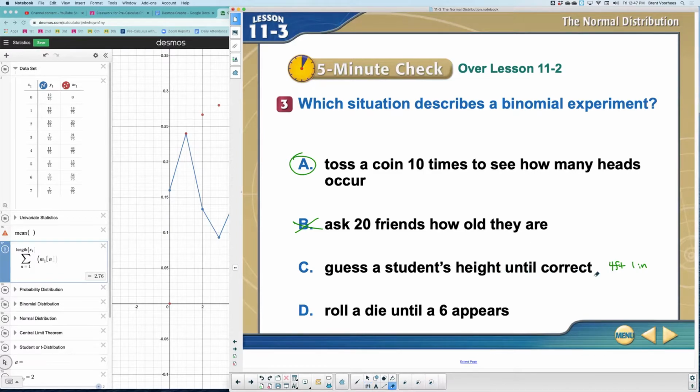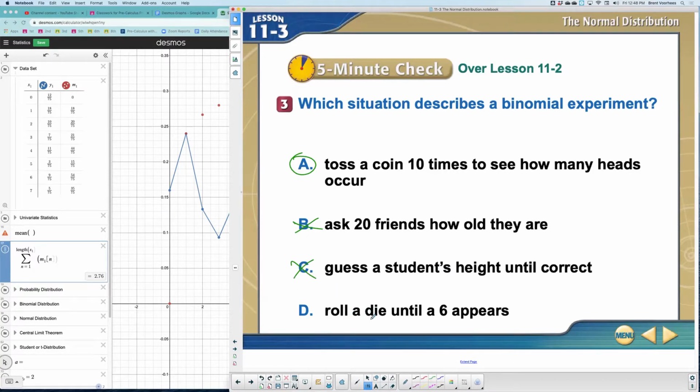2 answers. Well, no, because I might guess a different student, say, you're kind of tall. You look kind of like you're 6 foot 11 inches. Well, I can be guessing, and notice I have all these different heights. So no, that's not binomial.